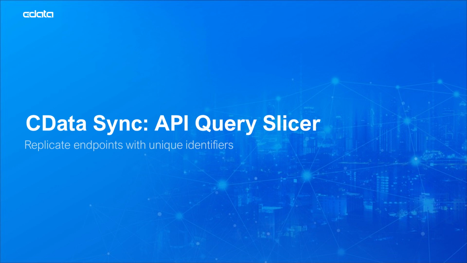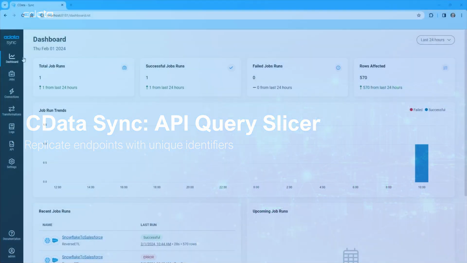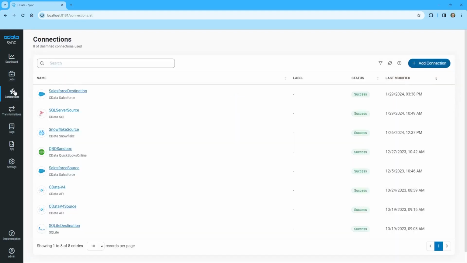The API Connector Query Slicer in CData Sync lets you replicate data from any API endpoint that requires a unique identifier to your preferred data stores. To begin, log into CData Sync and navigate to the Connections page.